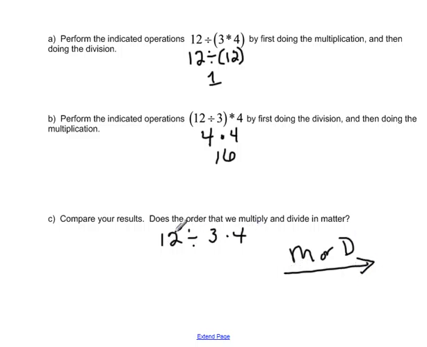So the correct way to do this, if there were no parentheses, would be to do the division first. 12 divided by 3 is 4, and then we would bring down the times 4, and 4 times 4 would give us the 16. So that would be the correct answer if there were no parentheses to guide us, to tell us what to do first.